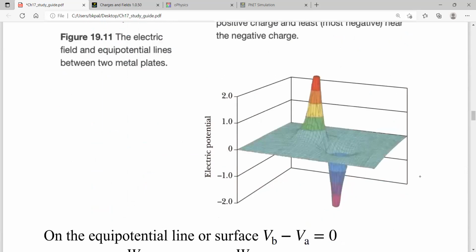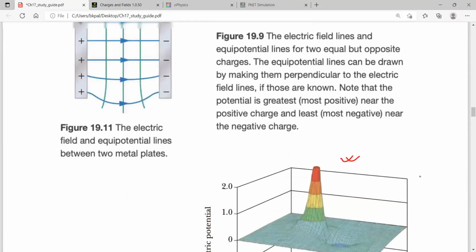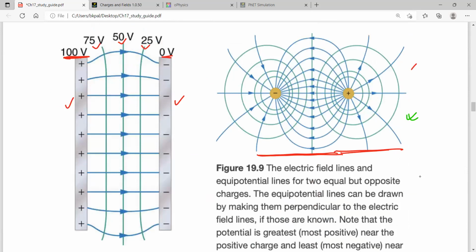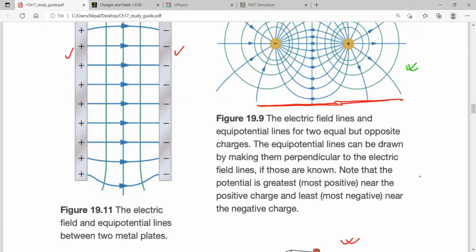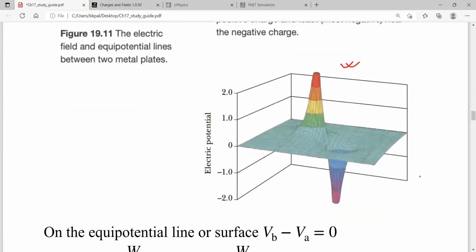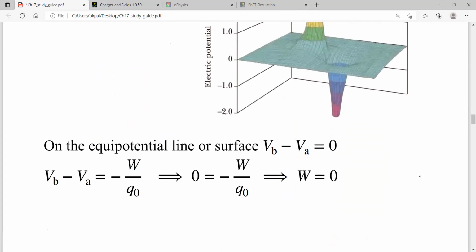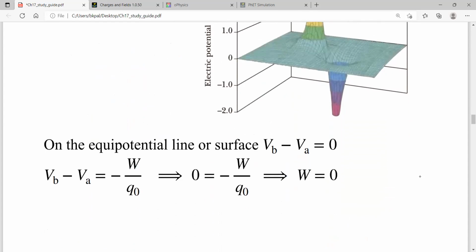In three dimensions, it looks like this for a dipole. If you convert this picture into three dimensions, it will be something like this. Here different colors mean different potentials. On an equipotential line or surface, the difference in potential is equal to 0 because this and this are the same. So the difference between them is equal to 0.